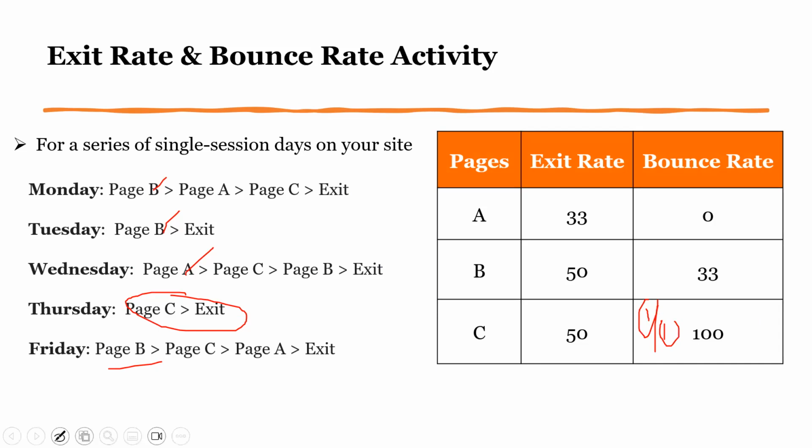So this was about the bounce rate. I hope this is very easy to understand now: the page A, B, C, exit rate and bounce rate. You can review the video again to see how I explain. This way you will be able to understand very easily.